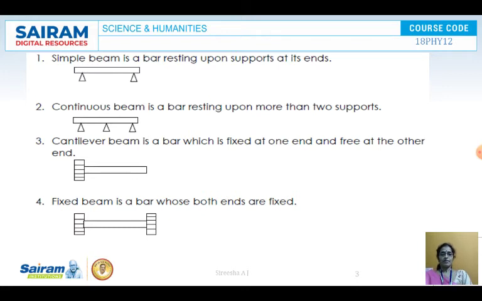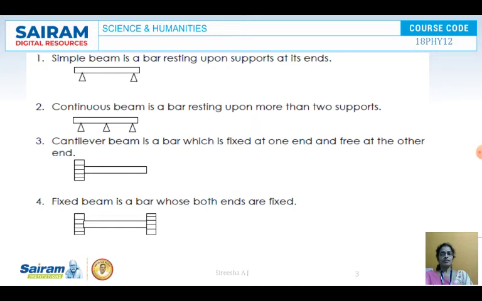Next is a fixed beam. What is a fixed beam? It is a bar fixed at both the ends. Here the bar is fixed at both the ends. This is called a fixed beam. So what is a simple beam? Having support at the ends is a simple beam. A continuous beam is the beam resting on more than 2 supports. A cantilever beam is fixed at one end, and a fixed beam is fixed at both the ends.